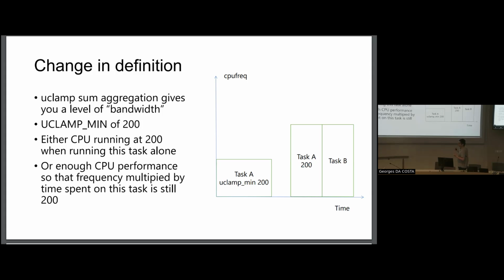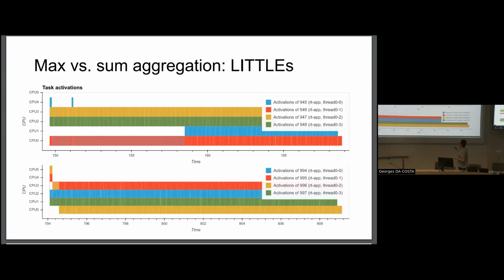That's what I think about how I define this new aggregation implementation. Okay, let's move on to some testing and the benchmarks. The above is max aggregation, the below is sum aggregation. You run 4 tasks, each with a Uclamp max that is lower than the max capacity of the small CPU. The little CPUs are CPU 0 to 3. These 4 are little CPUs. CPU 4 and 5 are big CPUs.